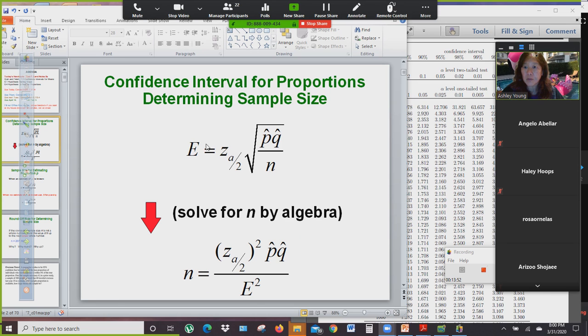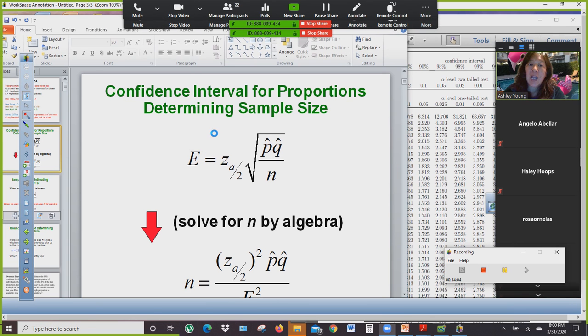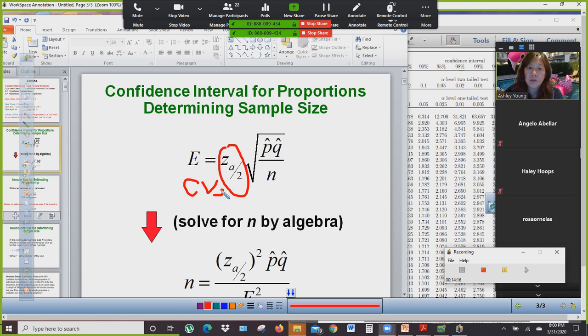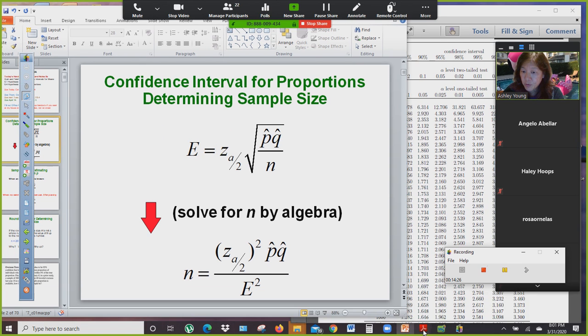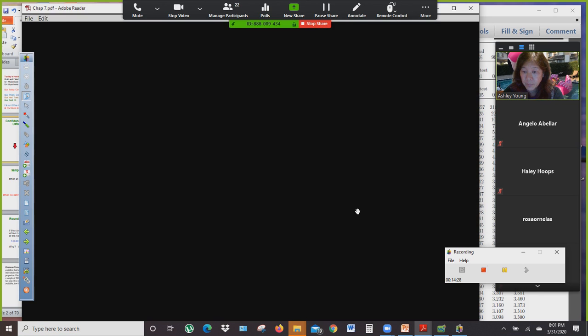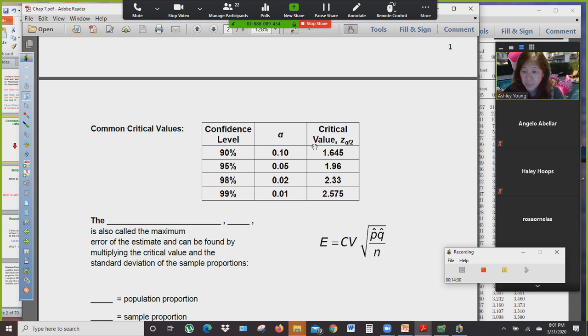Okay, so let's go back to what we've got here. Here you can see my error is equal to Z alpha over 2. And remember, Z alpha over 2, I really would like you to think of this as just the critical value, because this whole Z alpha over 2 confuses the heck out of people. It's really just your critical value. That's what this is. So if you think of it that way, it's just the number you get from your table.